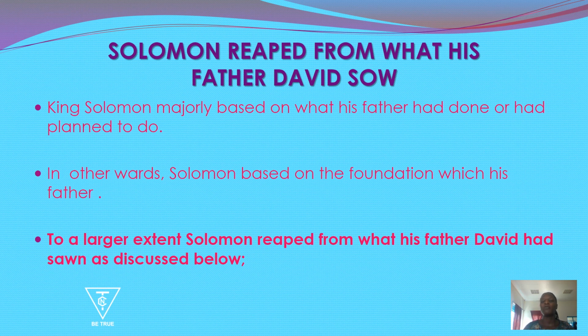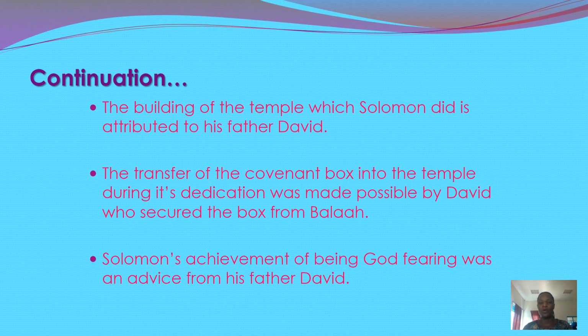Let us look at how Solomon, the third king of Israel, reaped from what his father David sowed. This heading shows us that most of the things that Solomon did as king of Israel, he did basing on the foundation that his father David had already put in place. This question wants us to show the extent to which Solomon reaped from David. But to a large extent, according to Bible facts, Solomon reaped from what David had sown.